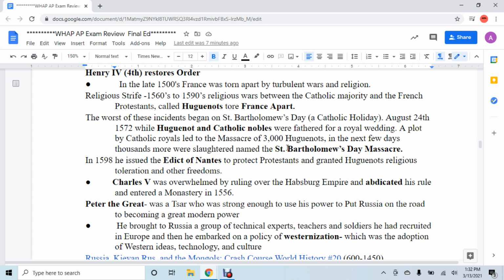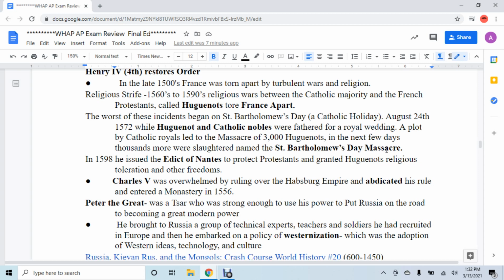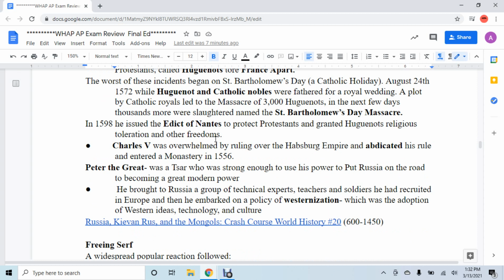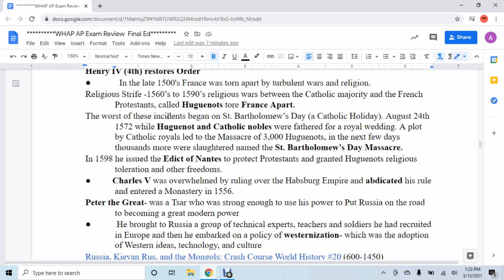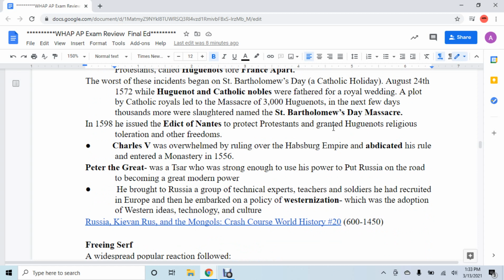a plot to kill, and killed, 3,000 Huguenots, and it's known as the St. Bartholomew Day massacre. After this, later on, the Edict of Nantes was created, and this protected Protestants and Huguenots because Henry the Fourth of France converts to Catholicism, saying Paris is well worth a mass, meaning to stop the bloodshed in his own country.